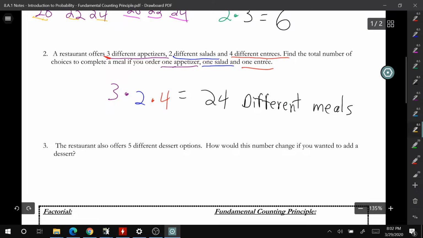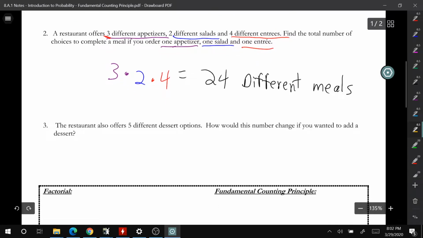Now, number 3 says the restaurant also offers 5 different dessert options. How would this number change if you wanted to add a 5th dessert? Well, if that was the case, we would take the same thing we have up here and then multiply that by 5. So I'm going to take this 24 from above and then multiply that by the number of dessert options we have, and that gives us 120.